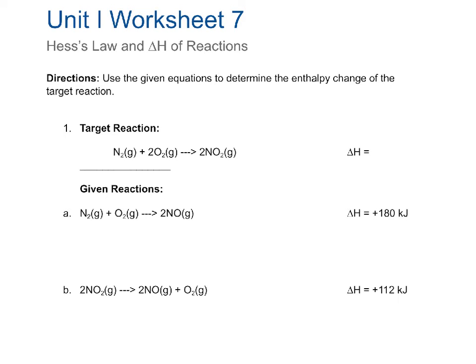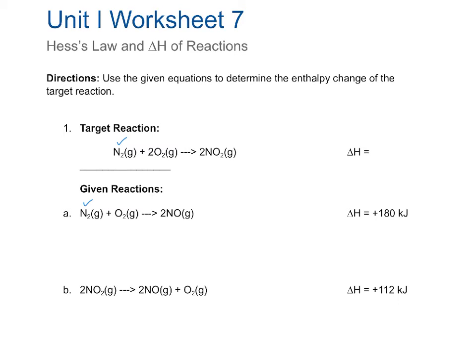Worksheet 7 uses Hess's law to combine reactions that have known enthalpy changes, like these ones down here, as the givens. So we're going to combine them in a way where it ends up matching the target reaction, which has an unknown enthalpy. So in this case, the first reaction we're dealing with, nitrogen is in the reactant side on both the target and the given, so that's probably the right spot for this one.